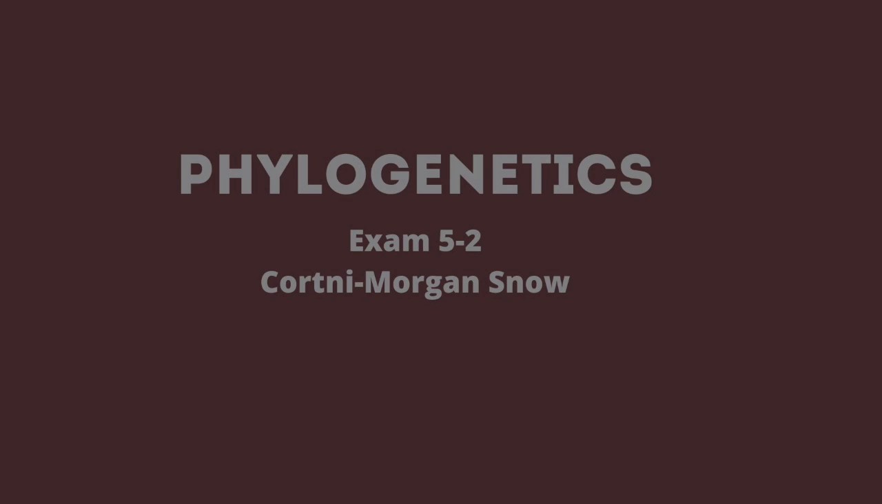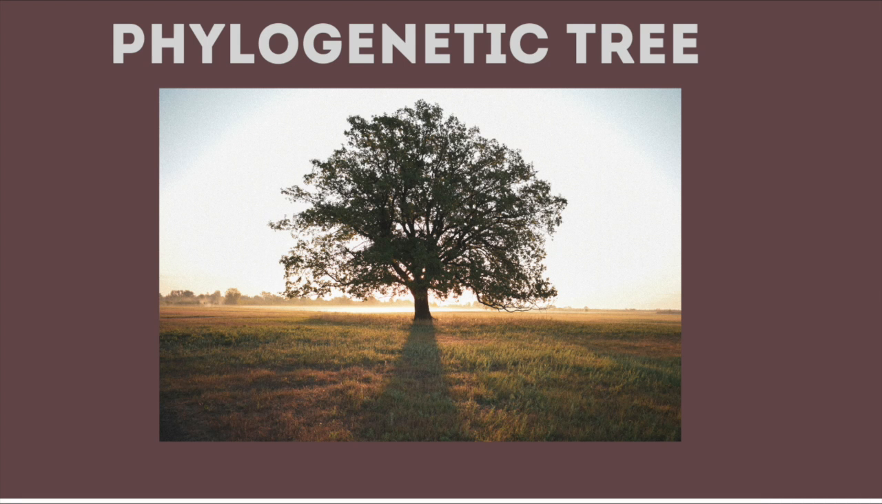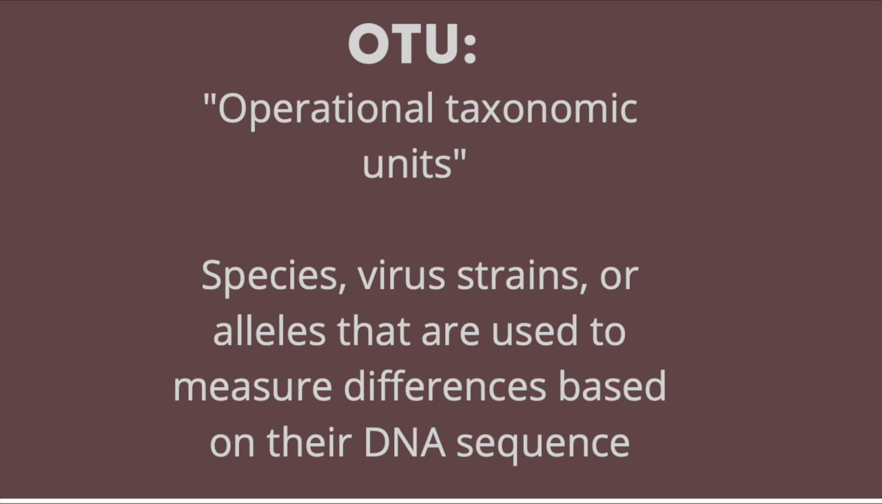In this video, we will discuss phylogenetics. Phylogenetics is the study of the relationship among and between species, individuals, or genes and alleles based on their characteristics. A phylogenetic tree is a graphical representation of the degrees of similarity between OTUs. OTU stands for Operational Taxonomic Units. These can be species, viruses, or alleles that are used to measure differences based on their DNA sequences.